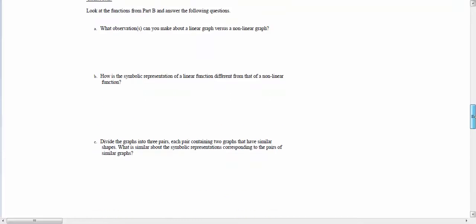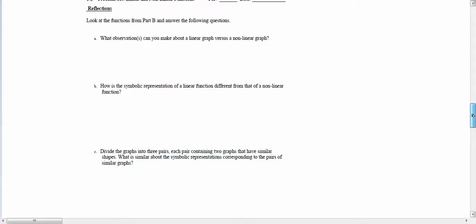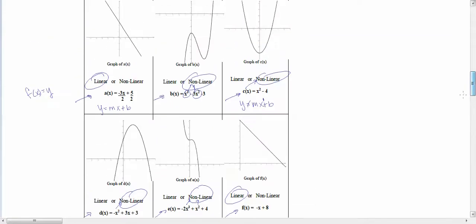Divide the graphs into 3 pairs, each pair containing 2 graphs that have similar shapes. What is similar about the pairs? Okay, alright. I would put a of x and f of x together. See? Because those are lines. Now I would put c of x and d of x together. Why? Because these are U-shapey things.